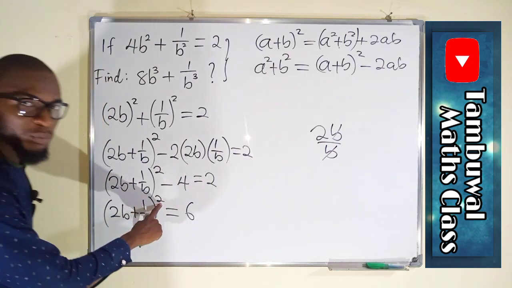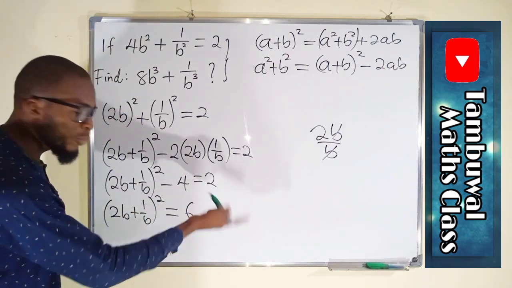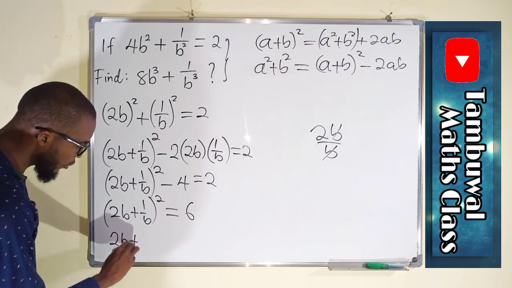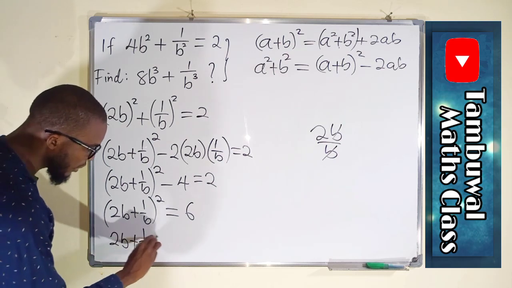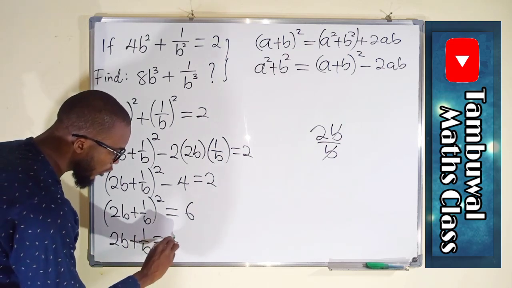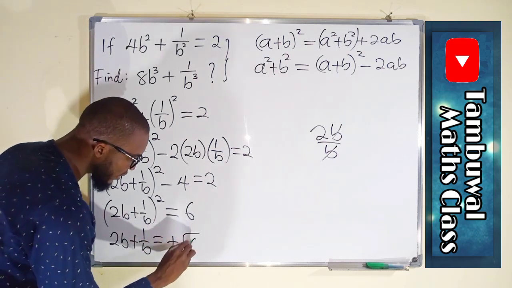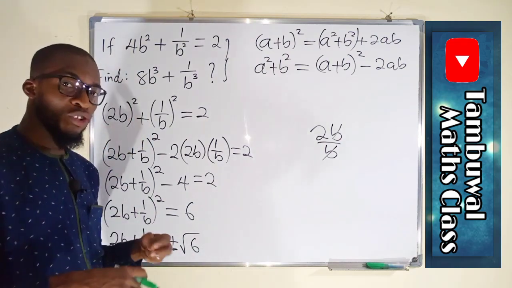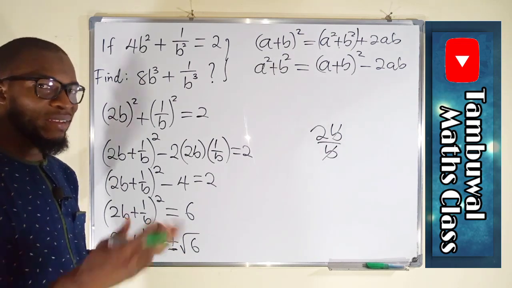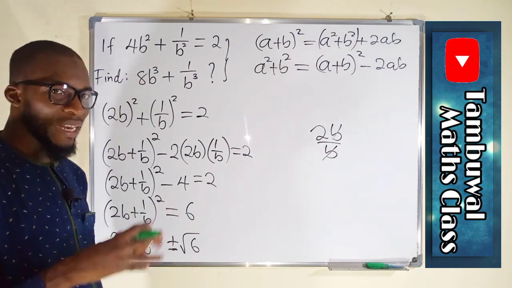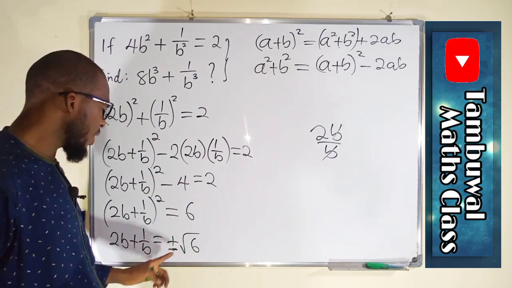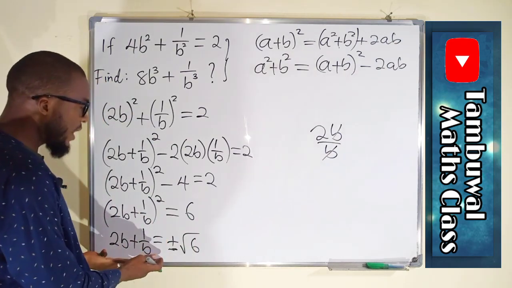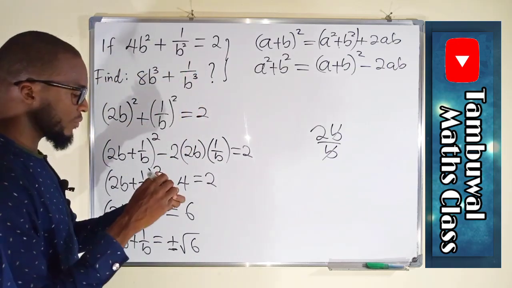Now let us eliminate this power of 2 by taking the square root of both sides. We have 2b plus 1 over b equal to plus or minus the square root of 6. Remember, whenever you introduce a square root to any term that does not contain a square root in an equation, you have to attach plus or minus. I've proven that for you. So now let us stop here and take the second expression.